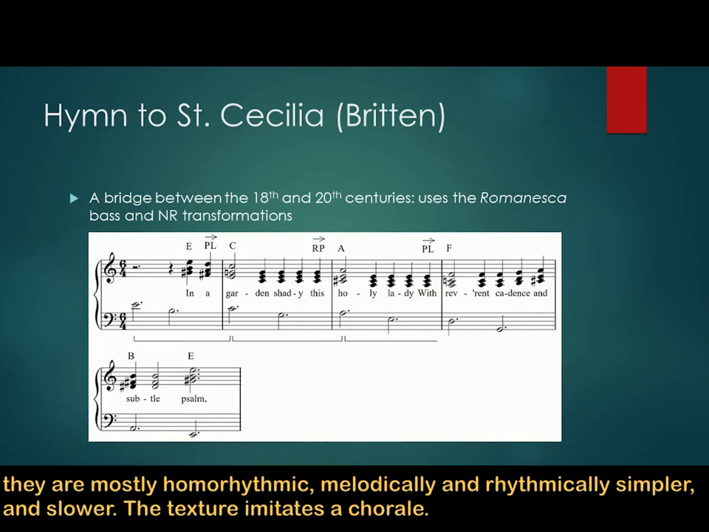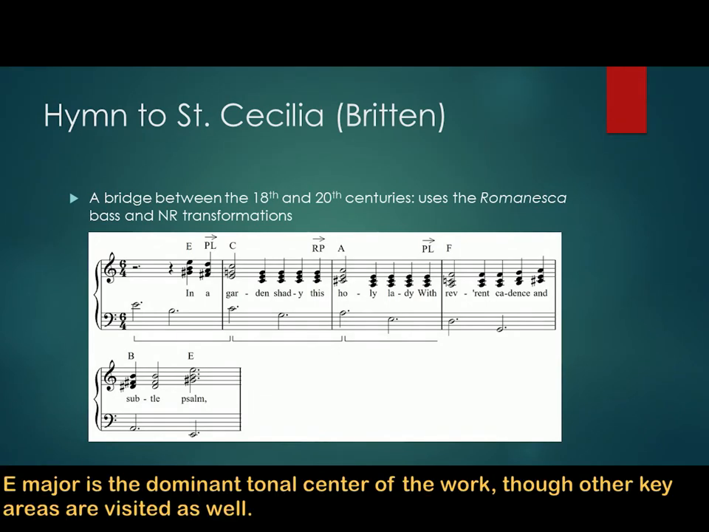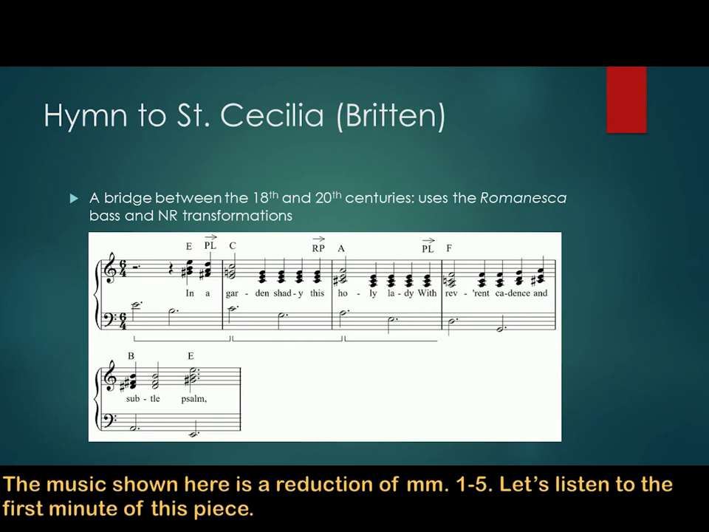They are mostly homorhythmic, melodically and rhythmically simpler, and slower. The texture imitates a chorale. E major is the dominant tonal center of the work, though other key areas are visited as well. Mckee notes that the E major was traditionally considered the brightest key, most associated with heaven and spiritual transcendence, so it is an apt choice for a sacred work. The music shown here is a reduction of measures 1 to 5. Let's listen to the first minute of this piece.